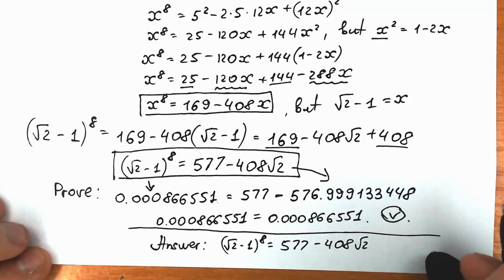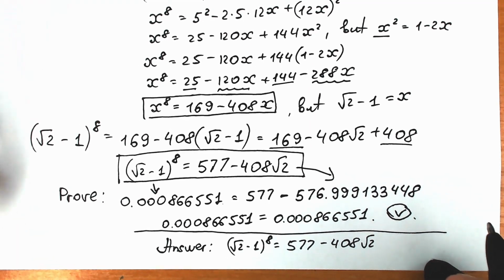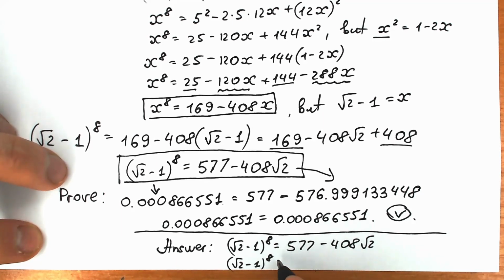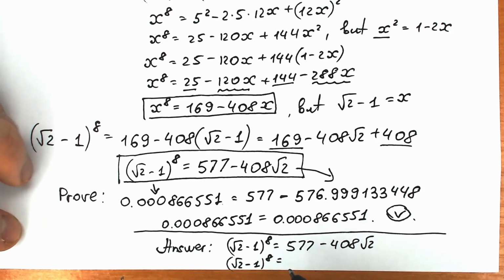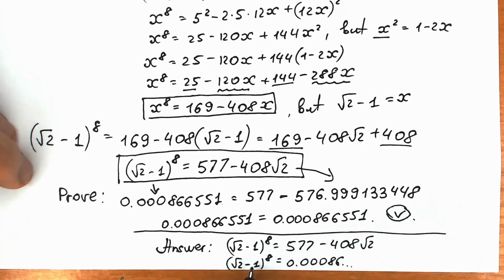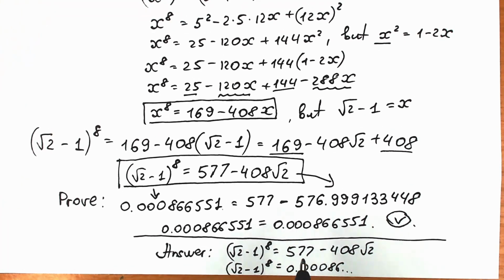And maybe someone is interested in an approximate answer, just for your knowledge right here. Whenever you plug this into your calculator, square root of 2 minus 1 to the 8th power is equal to 0.1230 and 86, and we have a lot of digits, but this one is not necessary for us. We are talking about the algebraic answer, so this is our answer if you're talking about algebra.